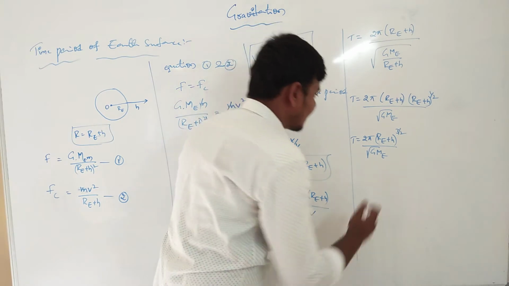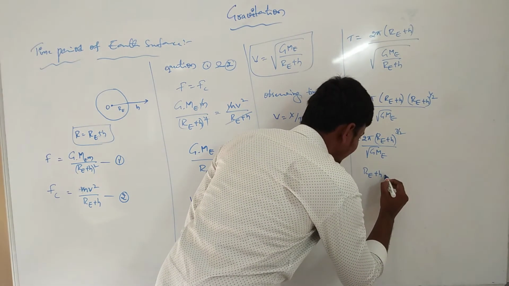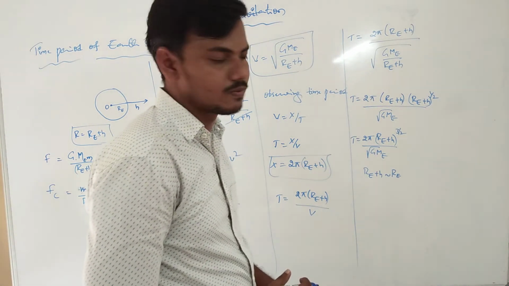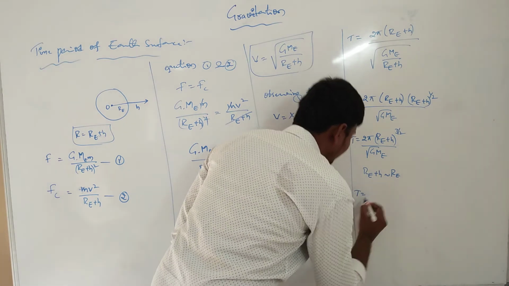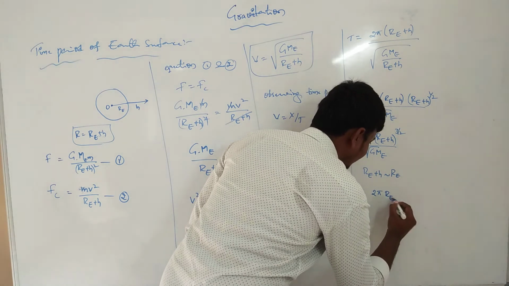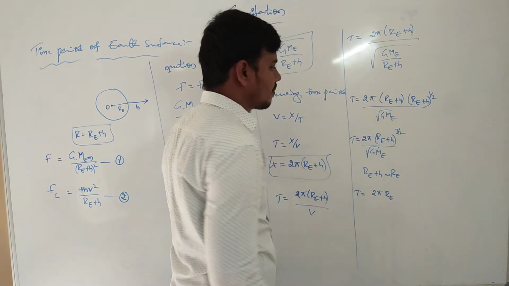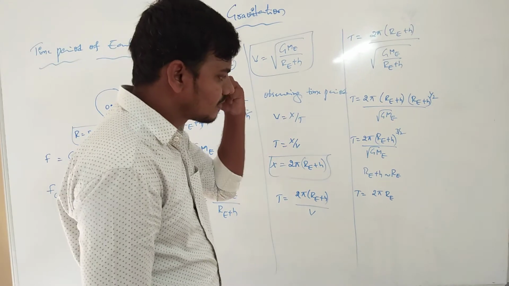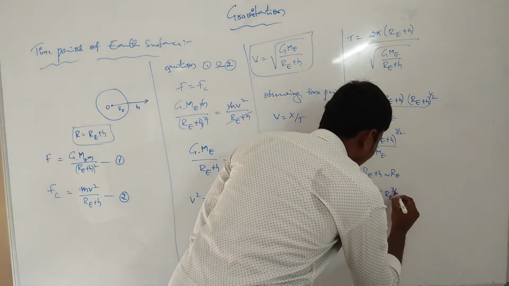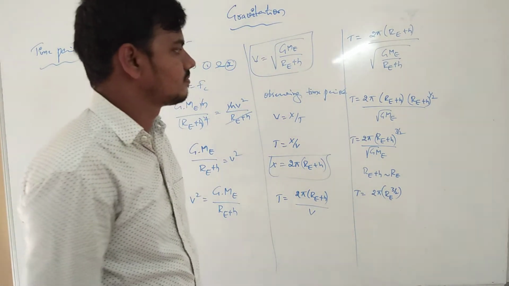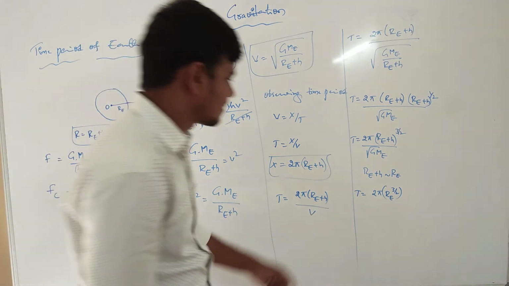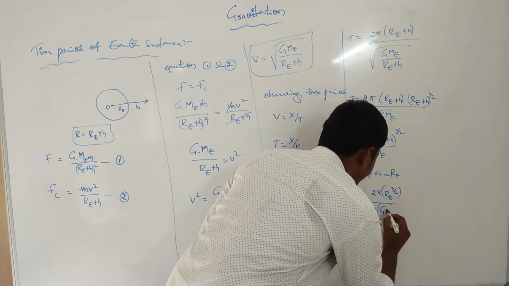Now for the surface, R_E plus h is approximately equal to R_E, the radius of the earth. So the time period T is equal to 2 pi into R_E to the power 3 by 2, and the square root property is applicable, by square root of G M_E.